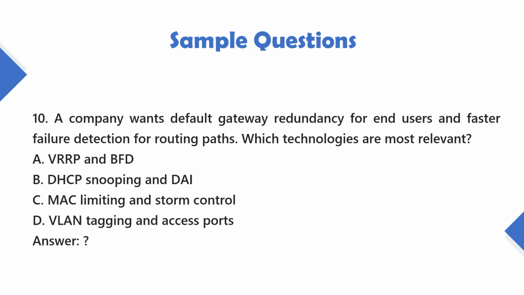10. A company wants default gateway redundancy for end users and faster failure detection for routing paths. Which technologies are most relevant? A. VRRP and BFD. B. DHCP snooping and DAI. C. MAC limiting and storm control. D. VLAN tagging and access ports.